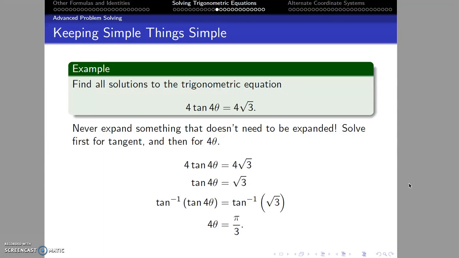One of the more complicated things about what we're doing here is trying to overthink it, trying to overcomplicate things. We need to reach for the simplest solution first. And the simplest solution here is to divide by 4, undo tangent with arctangent, and find that a specific solution is going to be 4 theta equals pi thirds. Of course, the general solutions, all solutions, is going to be 4 theta equaling pi thirds plus k pi.